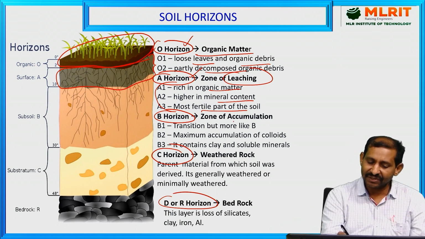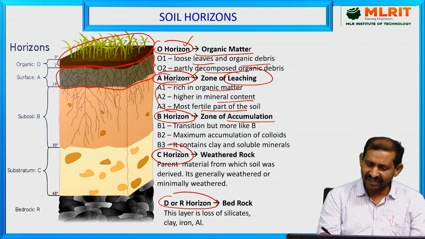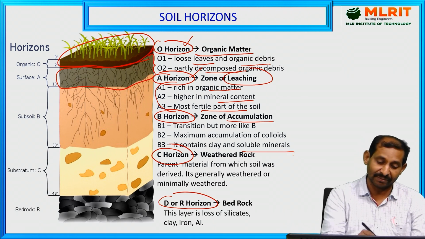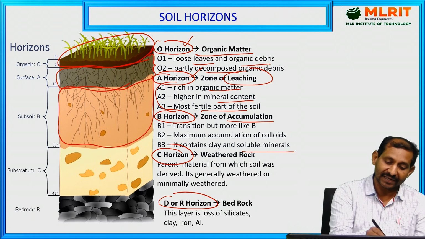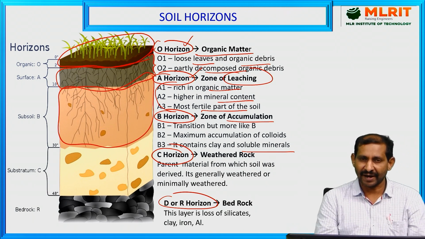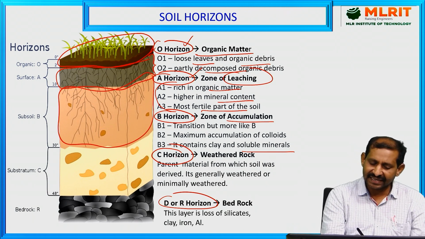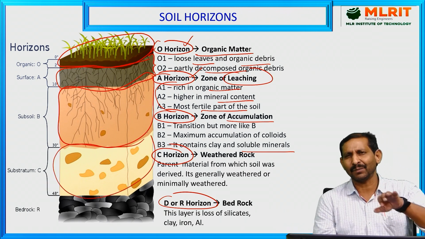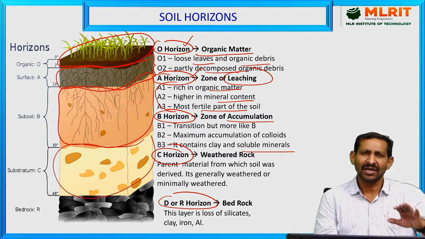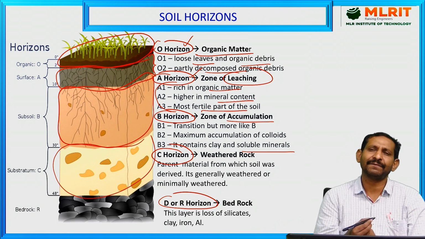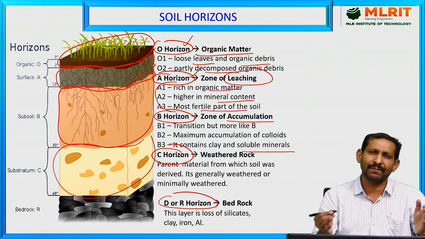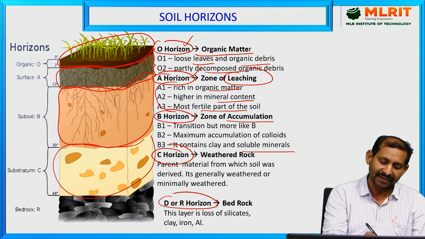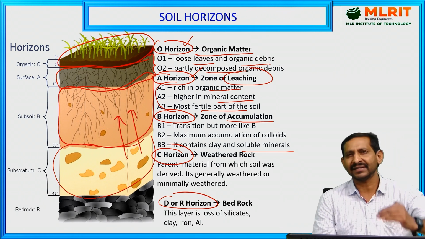The B horizon means the zone of accumulation. It mainly contains soluble minerals and clay particles. So this is the zone of accumulation of clay particles and mineral particles. And the last, the C horizon, consists of rocks undergoing decomposition, degradation, and disintegration. These rocks are different chemical sources that decompose, creating a lot of minerals. Those minerals move up to the upper layers of the soil horizons.